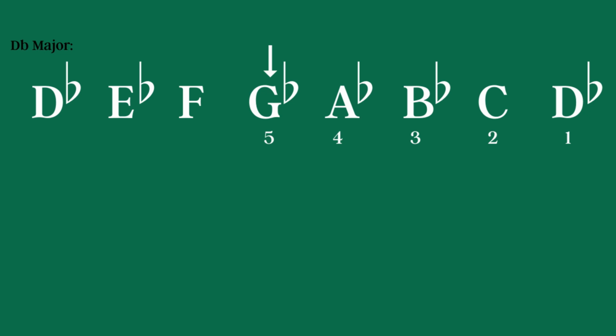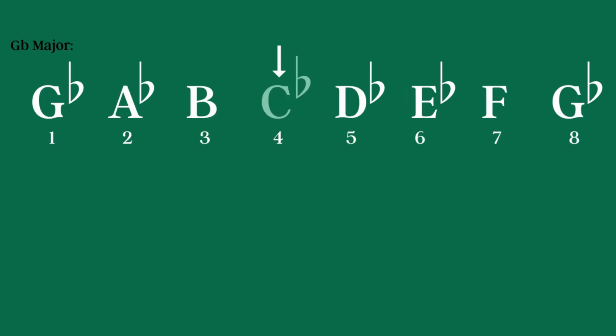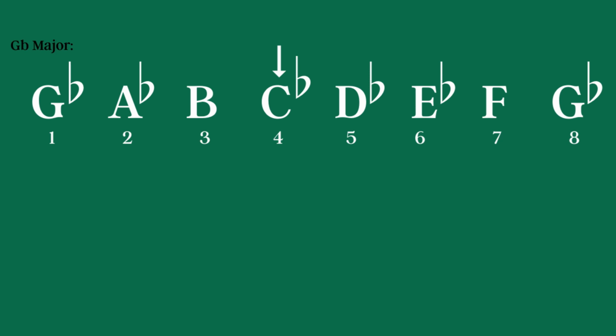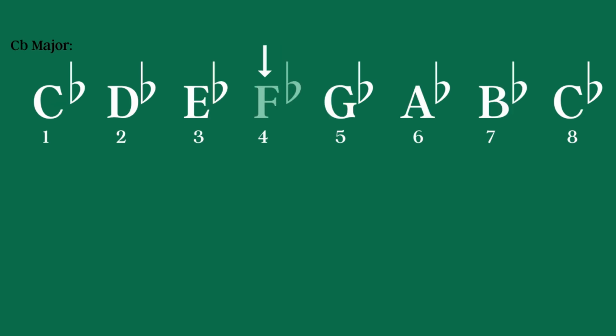A fifth below D flat is G flat, so G flat has six flats, B flat, E flat, A flat, D flat, G flat, and C flat. C flat is on the third space of the treble staff and the second space of the bass staff. A fifth below G flat is C flat, so C flat has seven flats, B flat, E flat, A flat, D flat, G flat, C flat, and F flat. F flat is the first space on the treble staff and below the bass staff.